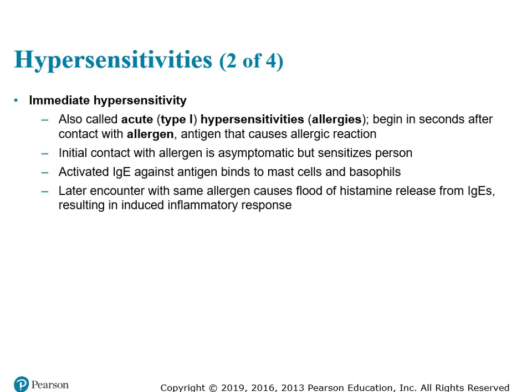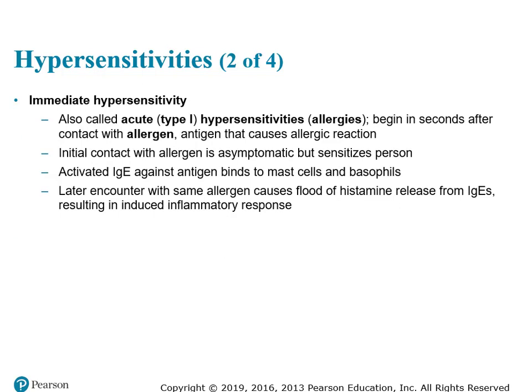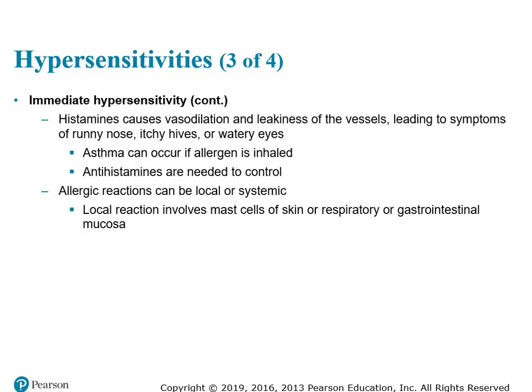Immediate are your type 1 and type 2. So you have your acute hypersensitivity, where it begins within seconds after contact with allergens. That'll be your food, any kind of IgE binding to the antigen, causing mast cell release, histamine release, and inflammatory chemicals. So asthma, those kinds of things are all because of immediate hypersensitivity.